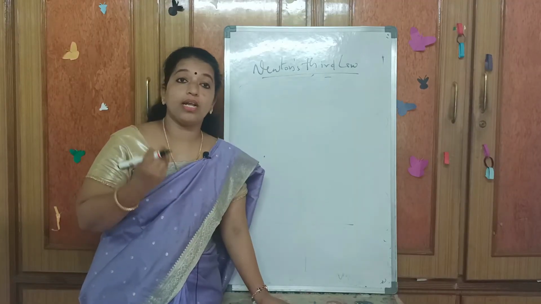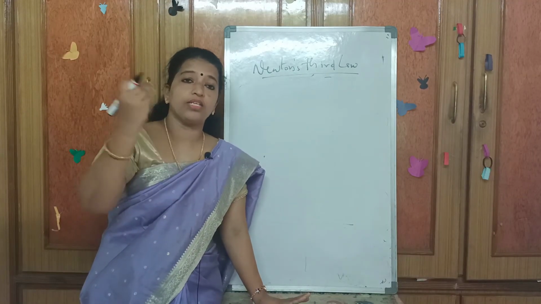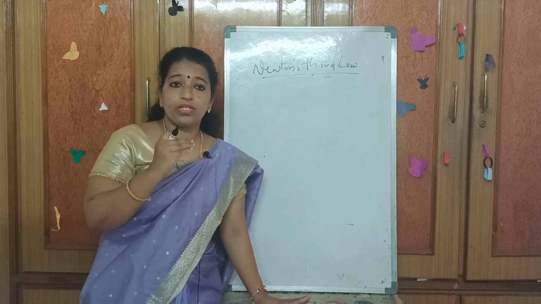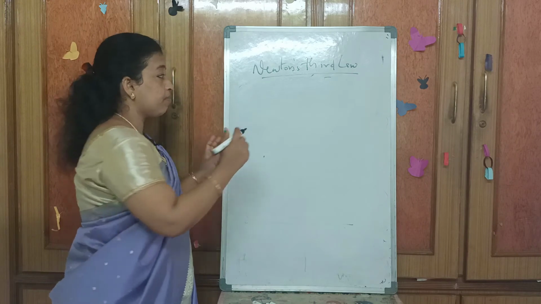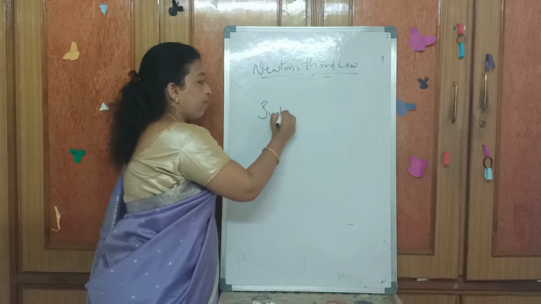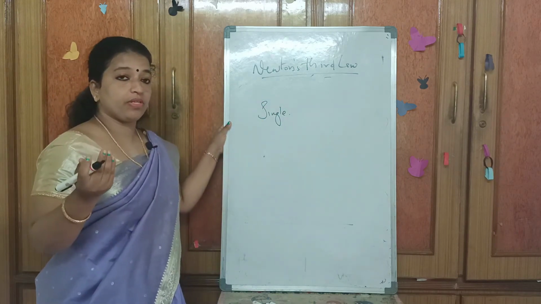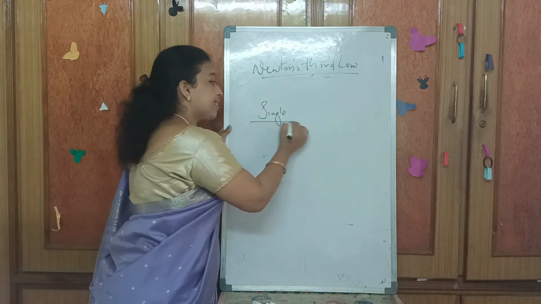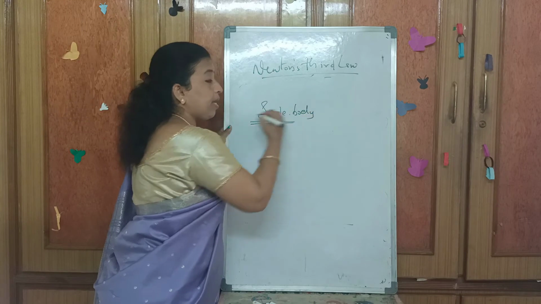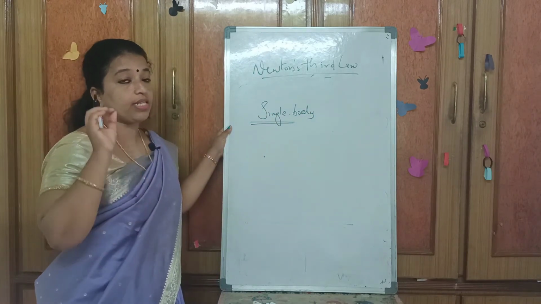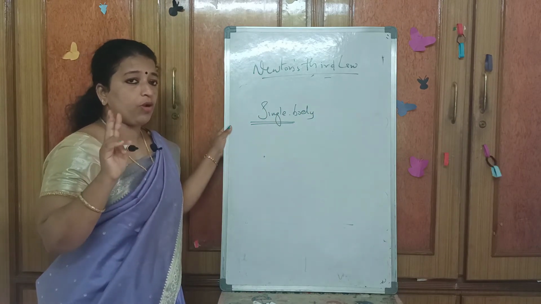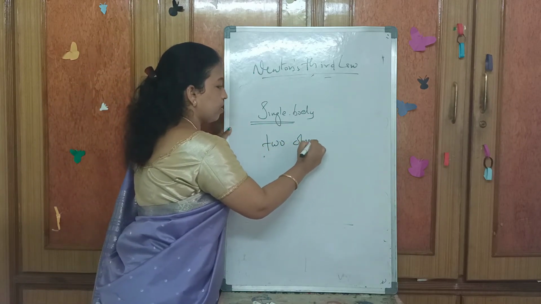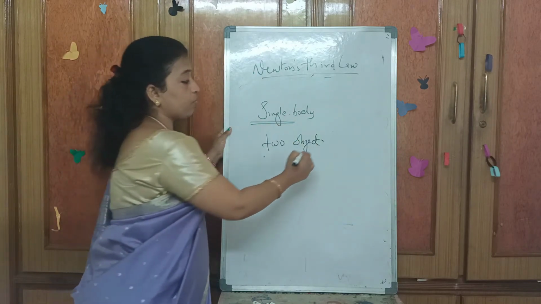How does Newton's third law of motion differ from the other two laws? You already learned that Newton's first law and second law are applicable to a single body. When we are explaining Newton's first law or second law of motion, we are considering a single body only, right? But when we are explaining Newton's third law of motion, how many objects minimum? Two objects. Two objects we have to consider.